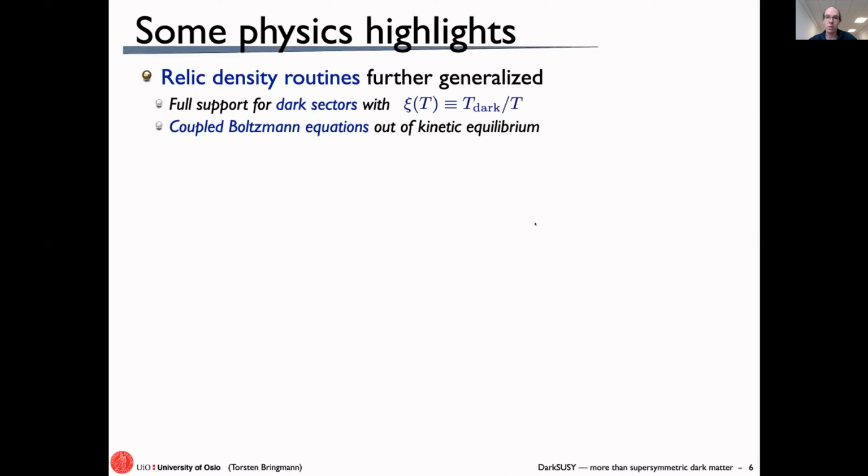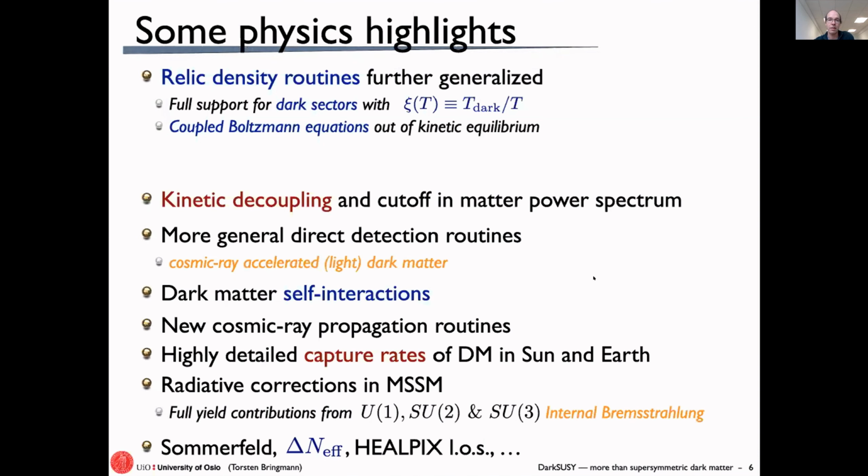And then there's also support for coupled Boltzmann equations that you need to use once you go beyond the standard assumption that during freeze-out, your dark matter particles are in kinetic equilibrium. And then there are various other things. You can calculate late kinetic decoupling, and the resulting cutoff in the power spectrum.